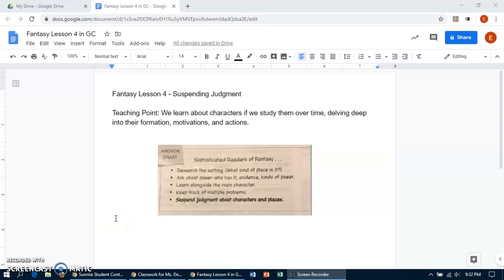Good morning, fifth graders. Our fantasy lesson today is about suspending judgment about characters and places. Characters and places are not always what they seem when reading fantasy.